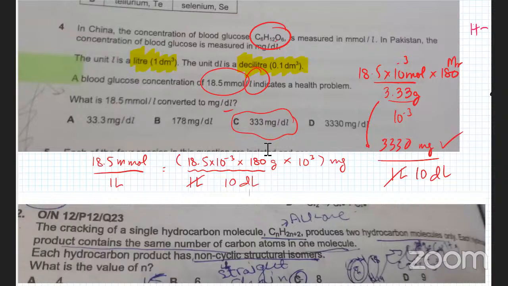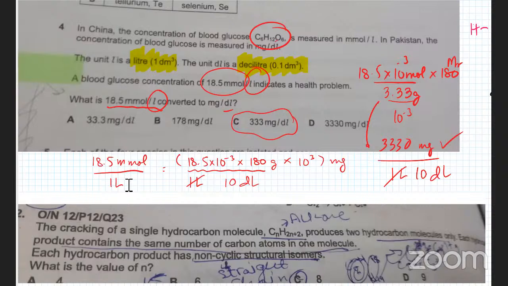So the liter and deci, whatever, is confusing. This one? Yeah, because it says there's 1 dm cube and we have 1 liter. So why wouldn't it be 0.1? No, 1 liter is the same as 1 dm cube. The unit L is a liter, which is basically 1 dm cube. So why don't we just put 0.1? No, because the bottom over here, look over here. What's in the denominator over here? It's 18.5 millimoles over a liter, right?